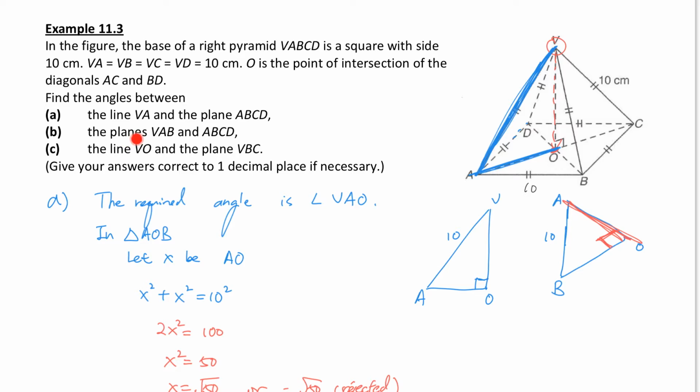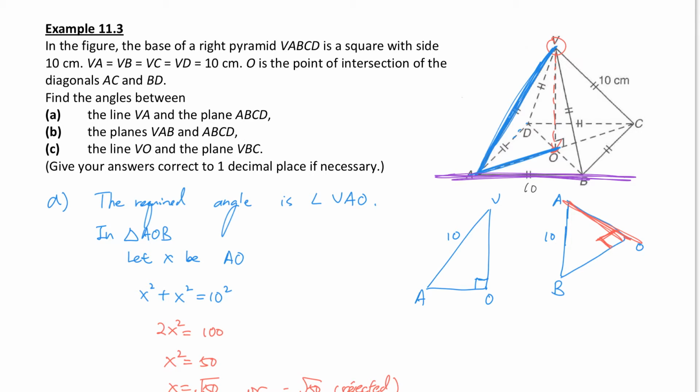I want to find the angle between VAB and ABCD. Do you remember the steps? Step 1: try to find the intersection line of these two planes. So the intersection line is AB.